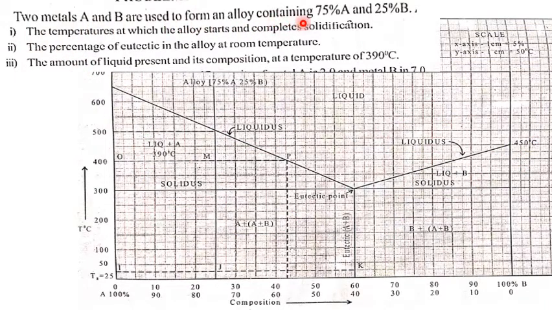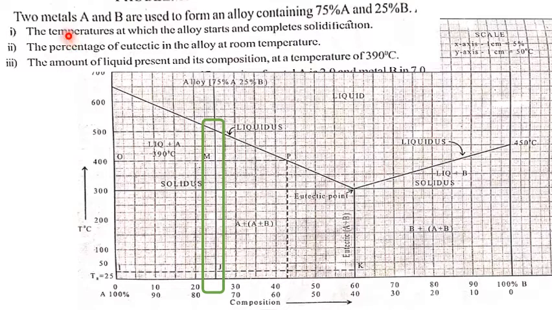They have given an alloy with 75% A and 25% B. So first we need to mark that one. So drop one vertical line until it touches the liquidus line, that is 75% A and 25% B. Okay, so that is what we have drawn here.